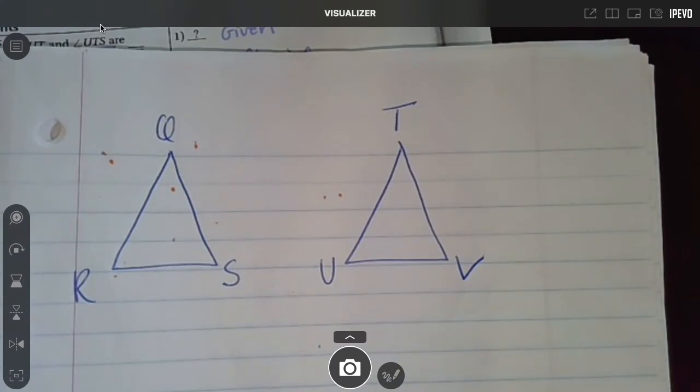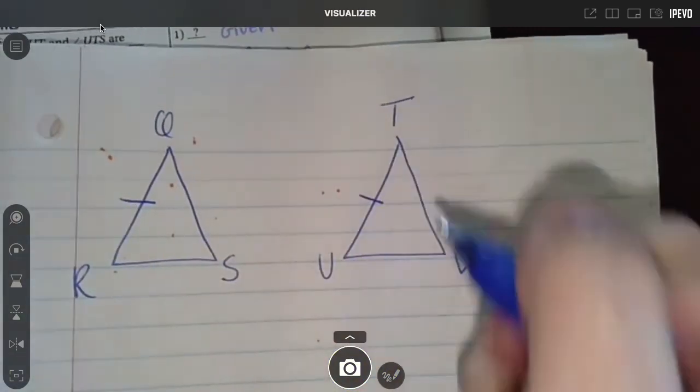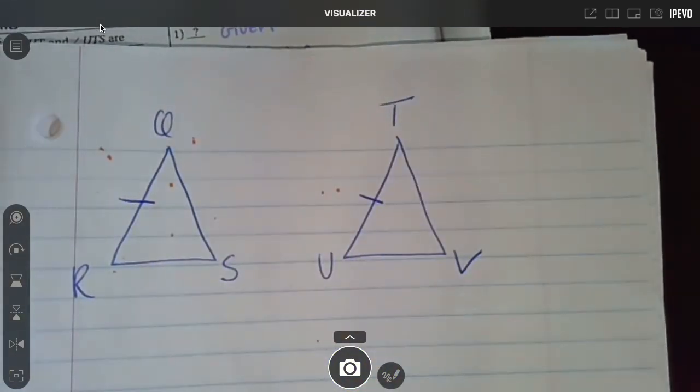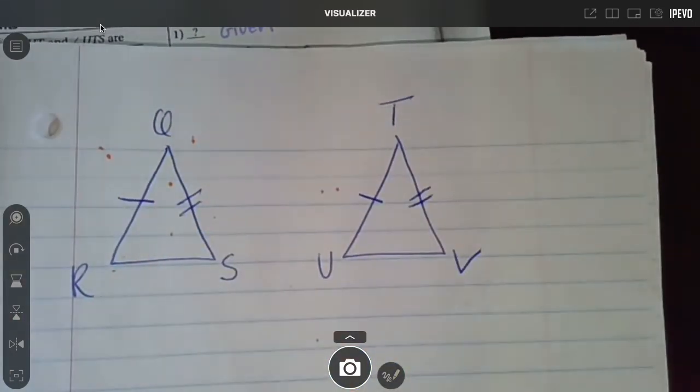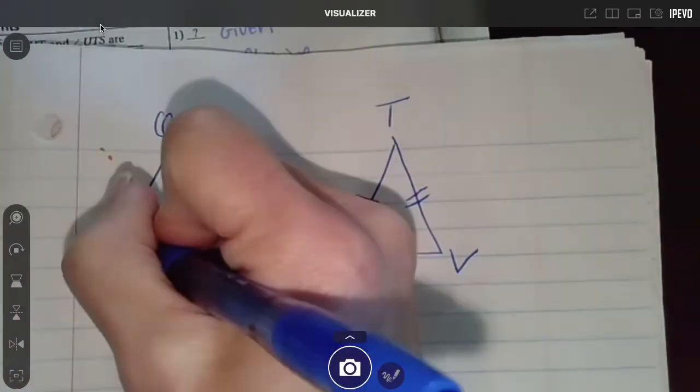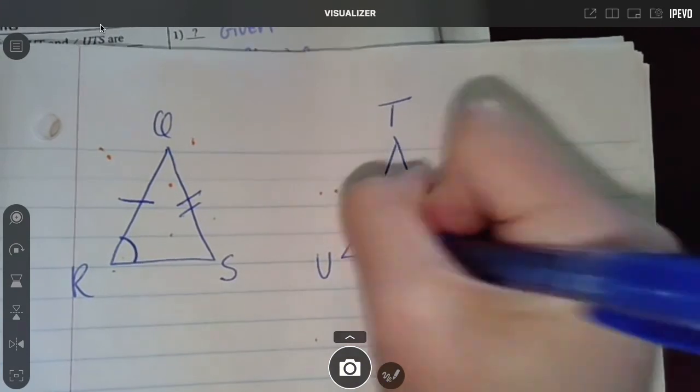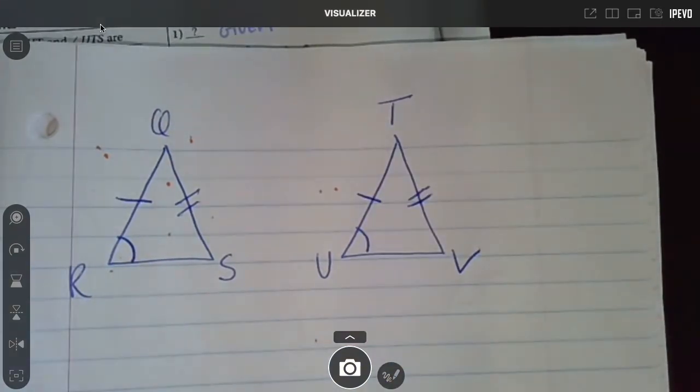Okay, and it says QR is congruent to TU. QR and TU. Everybody okay with that mark? Then it says QS and TV. So I'm going to do double marks to show those 2 are equal. And then it says R and U are congruent. R and U. Based on this information, can we conclude that these 2 triangles are congruent?